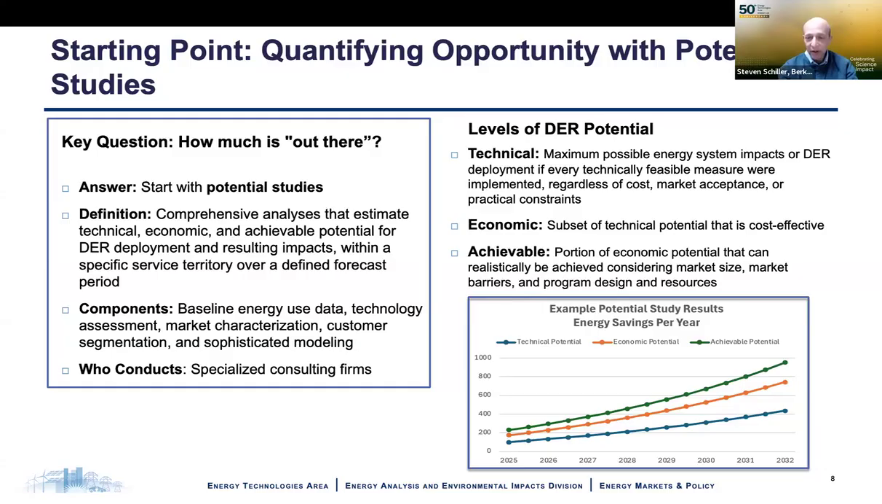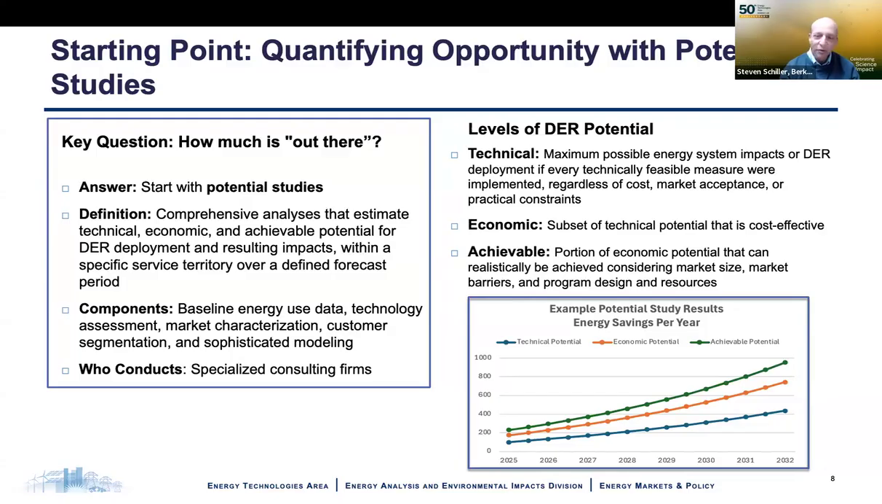And on the right-hand side here, I have a little graphic to try to define what I mean by these three levels of DER potential: technical, economic, and achievable. We start with technical, and on the graphic, that's that green curve at the top there over a period of time. And that would be if you could do everything that's technically feasible. Let's take insulating attics in homes. If you did an analysis and looked at how much insulation could I put in if I could put insulation in every single home in the area that I'm interested in, that would be the technical potential.